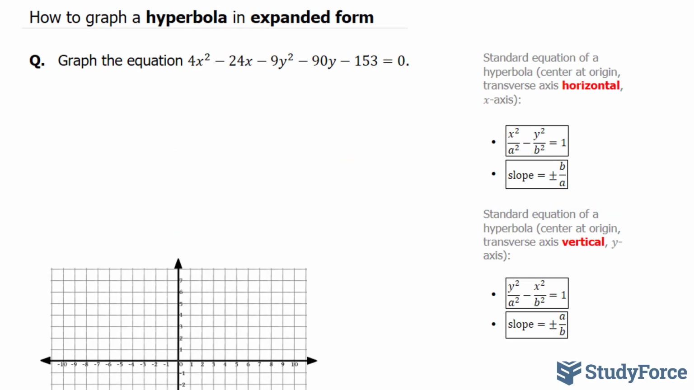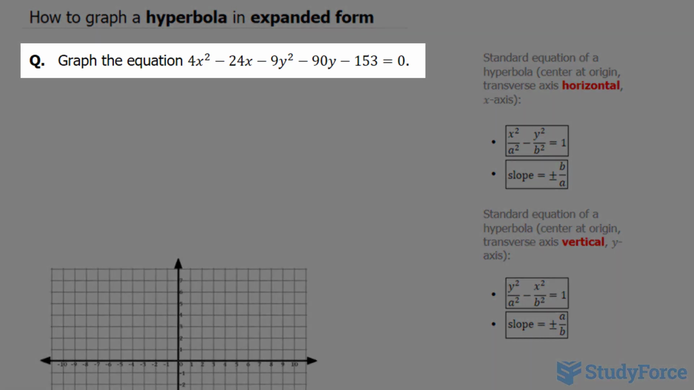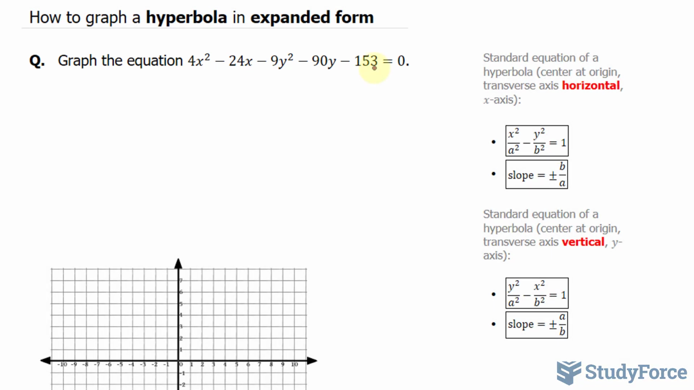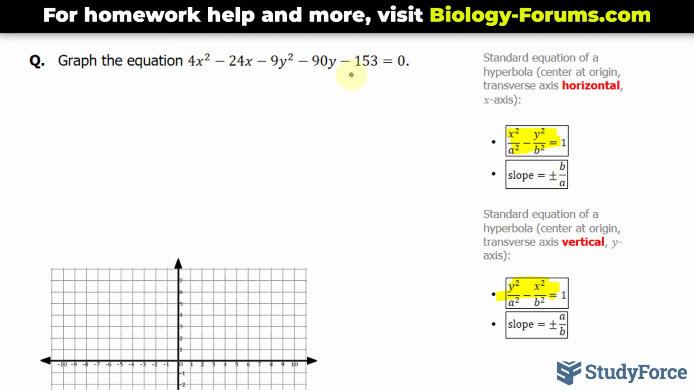In this lesson, I'll show you how to graph a hyperbola that's in expanded form. The question reads, graph the equation shown on your screen. In order to graph a hyperbola that's not in standard form, you actually have to convert it into standard form. In case you're confused, this is what a standard form hyperbola looks like. So we have to change this so that it looks like this.